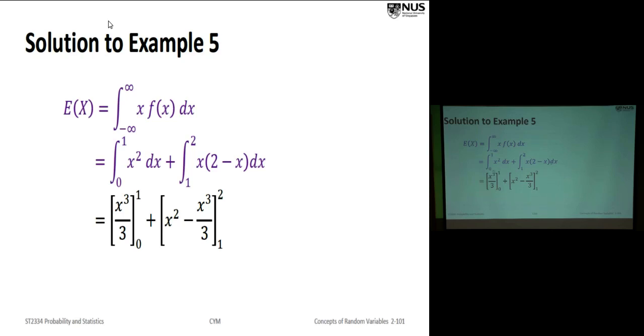So of course the indefinite integral of X squared is X to the 3 over 3, and I go between 0 and 1. The integral of this is of course X squared minus X cubed over 3.